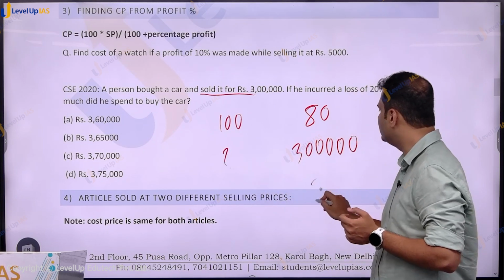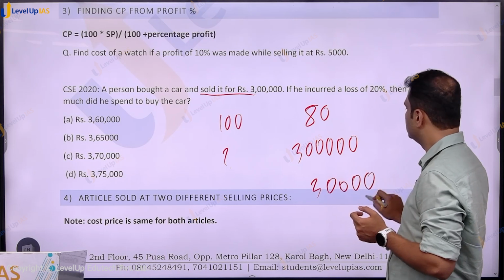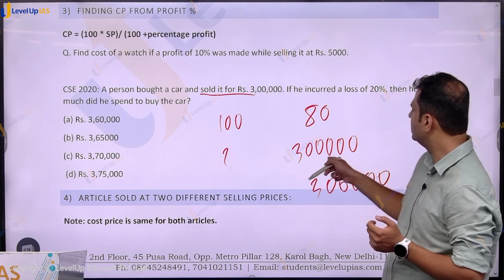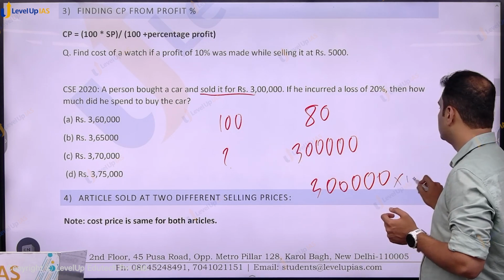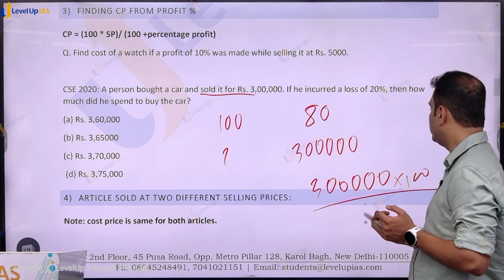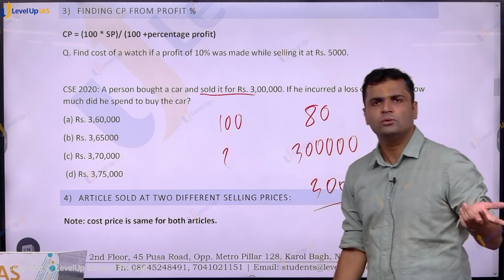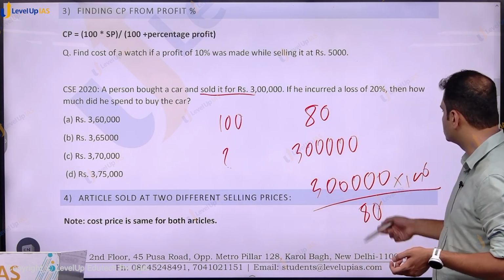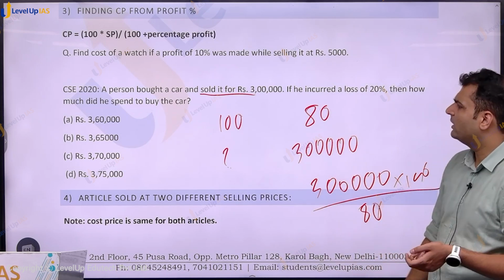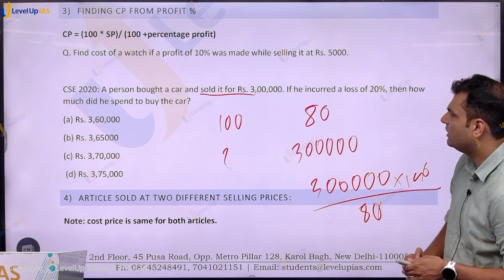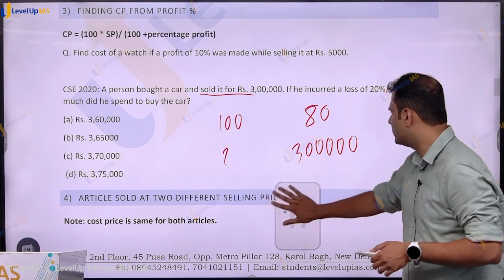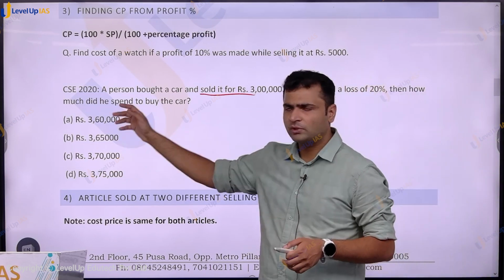Cost price would be then 3 lakh into 100 divided by 80. That would be the cost price. This into this is equal to this into this. So this is this. Just multiply and divide. I think the answer is 3,75,000 or 3,60,000. I don't exactly remember. One of those two is the answer.